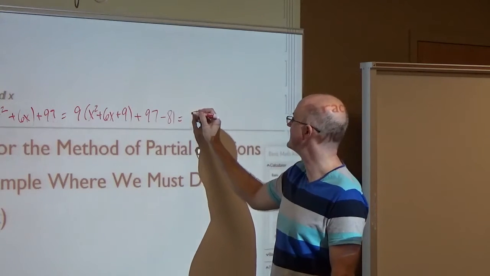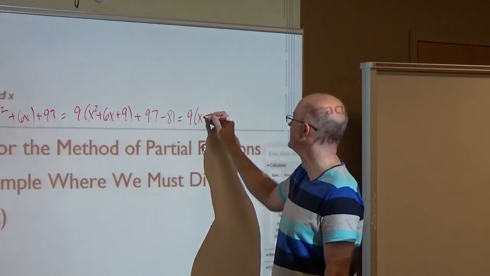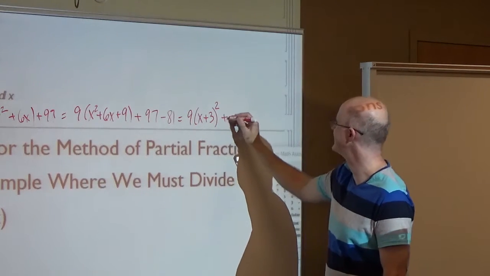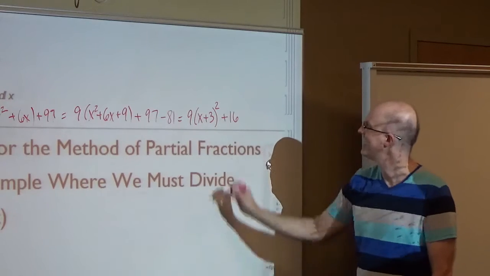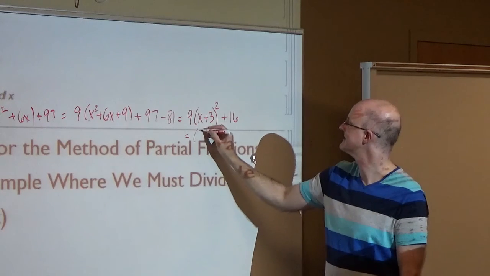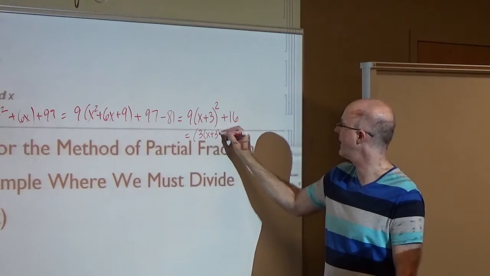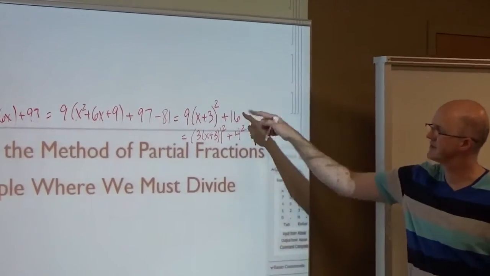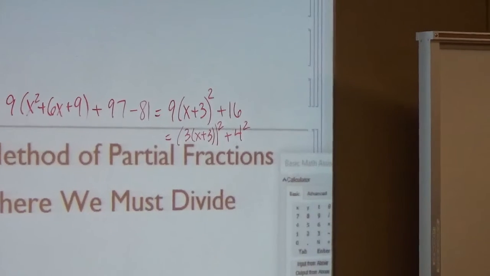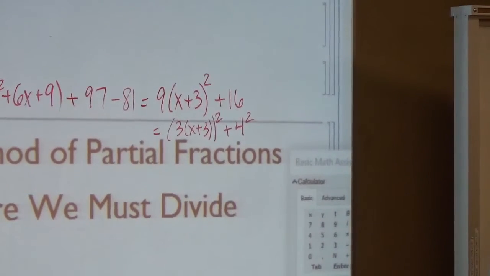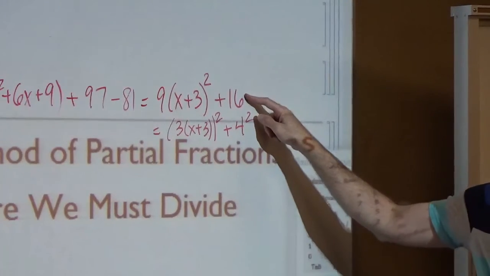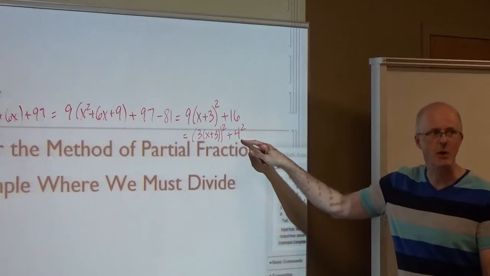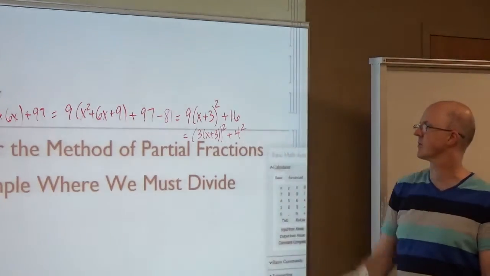But now we have this in the form 9 times x plus 3 quantity squared plus 16. And yeah, this is something squared involving the variable plus something else squared. Now I made the 16 a perfect square and I made the 9 a perfect square. I actually didn't have to. If, for example, that had been a 17, I would have thought of this as square root of 17 squared instead of 4 squared. But I made the numbers work out nice.